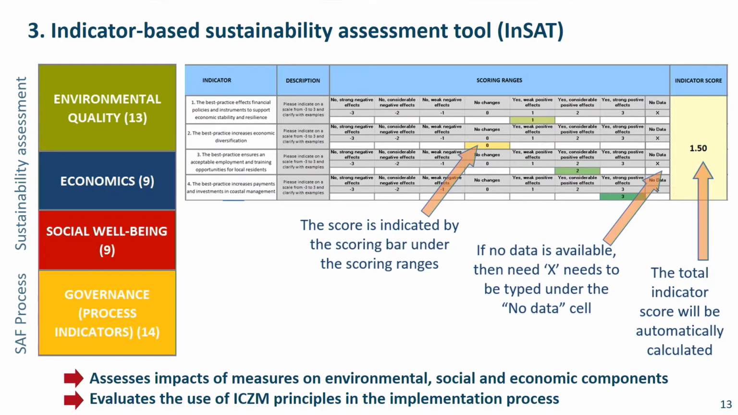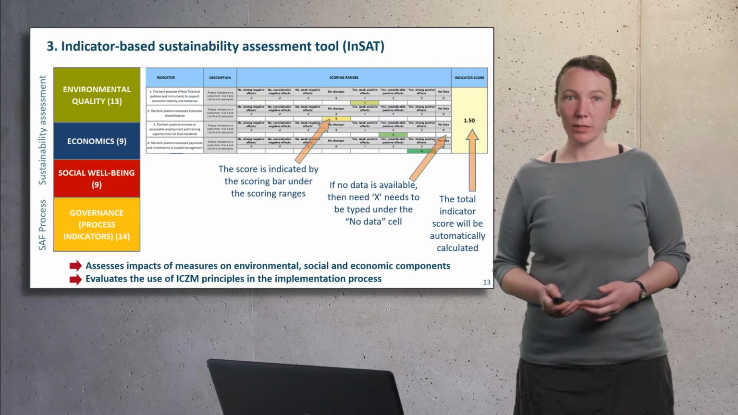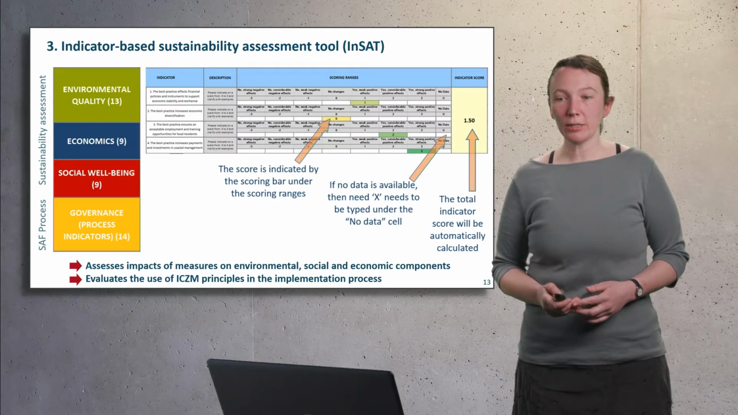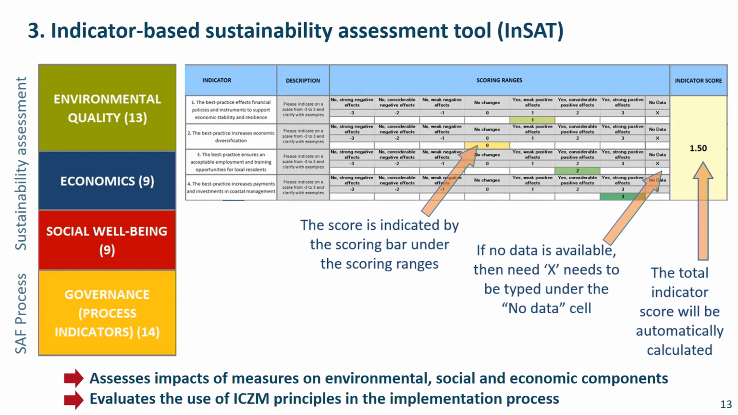Another tool is the indicator-based sustainability assessment tool. It assesses impacts of measures on environmental, social, and economic components. And this is done in a sustainability assessment using the 3 main pillars of sustainability. And each pillar is reflected by a number of indicators. And as you can see on the right side of the figure, each indicator is then scored on a scale from -3 to 3, showing whether the measure that is implemented had positive or negative impacts on the indicator.